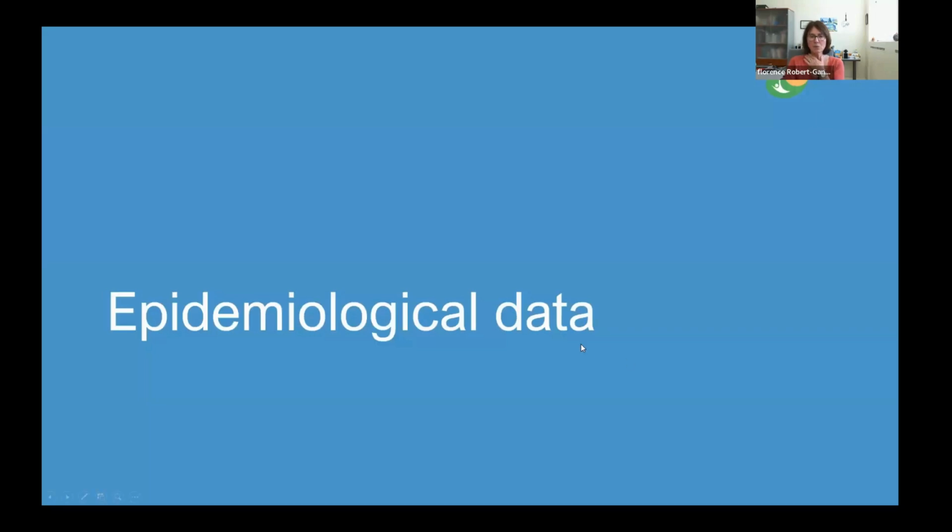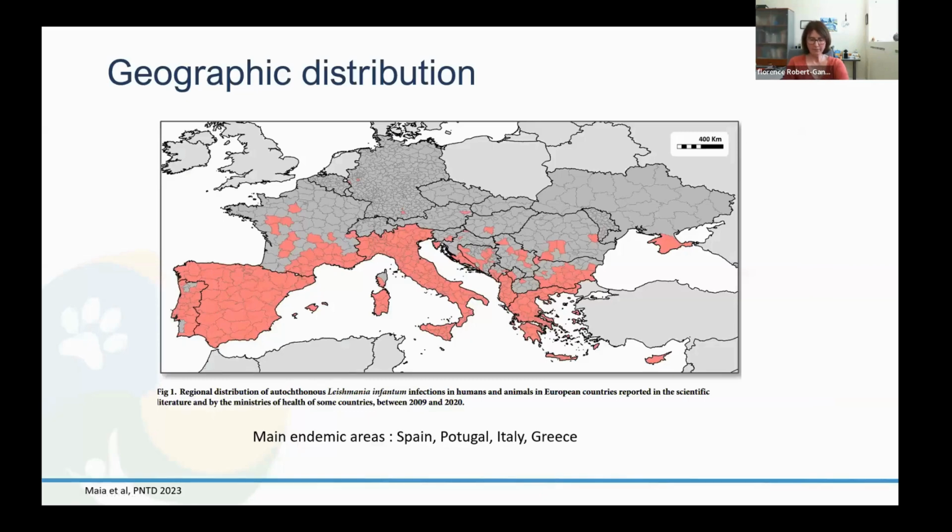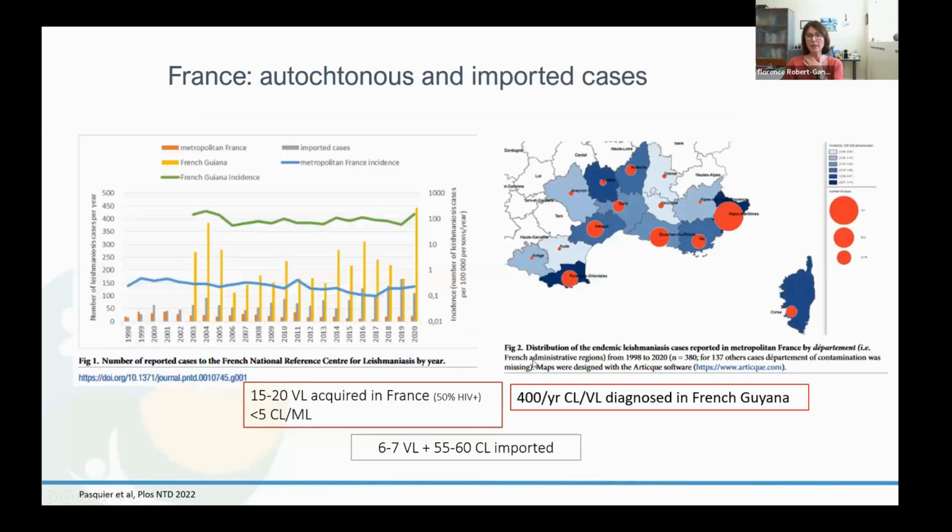I will finish with a few epidemiological data. Sorry, I'm a bit late, but our colleague Carla Maya and colleagues have recently published a very nice paper showing updated data on leishmaniasis in humans in Europe, but also in dogs. And the main endemic areas, of course, are Spain, Portugal, Italy, and Greece. In France, we have many cases in the south of France, in Corsica. That's why those areas are monitored.